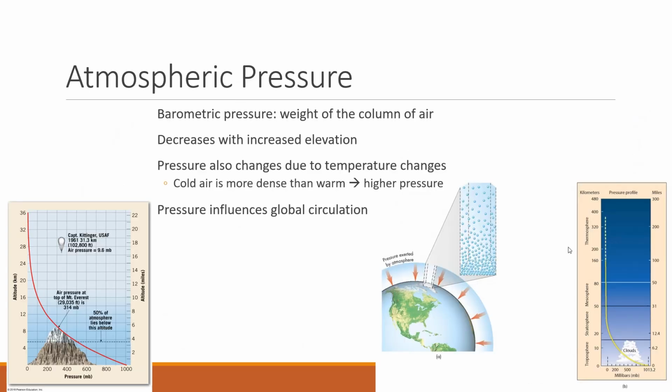Atmospheric pressure is basically how much weight the air column is. So barometric pressure, it's called that because the instrument we use to measure it is a barometer. The barometric pressure is the weight of a column of air. So the higher we are in elevation, the less air we have on top of us, the less molecules, so the pressure will decrease. That's why your ears pop when you go up to elevation. It's also why you have a harder time breathing at high elevations, because there's less oxygen available.